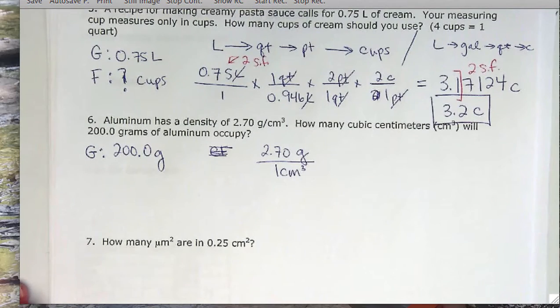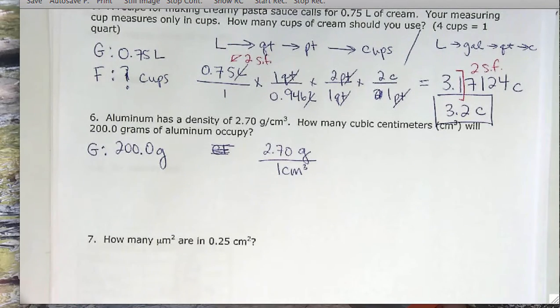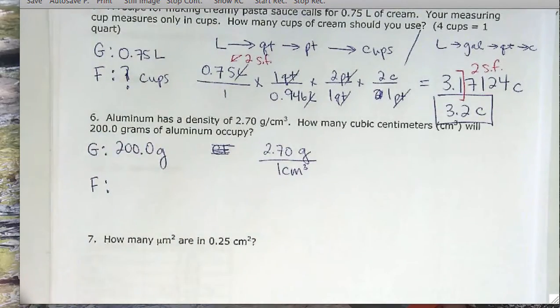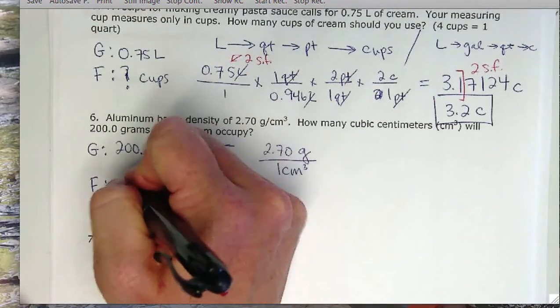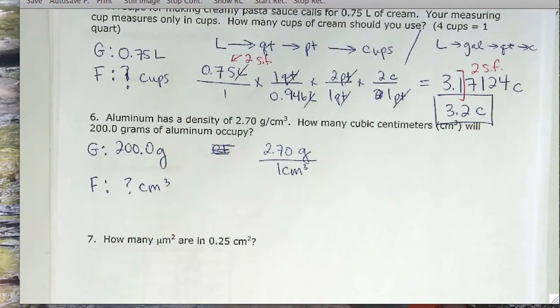Why did you use the 2.70? It was given. It was in the problem. I haven't used it yet. It's just something that was given. Now, not everything that's given needs to be used, so you need to watch out for that. But in this case, we're going to use it. So what are we trying to find? Good, cubic centimeters.